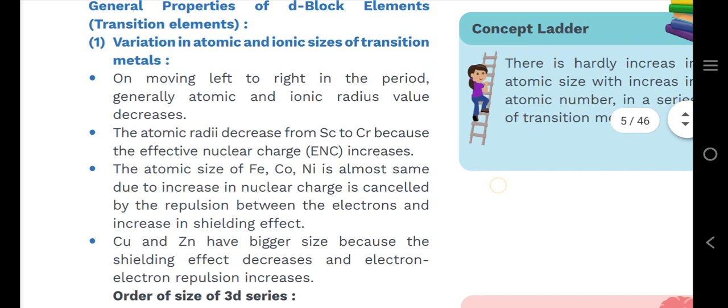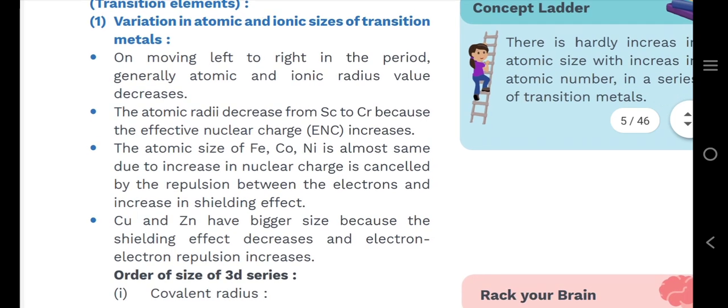General properties of d block elements or transition elements. Number 1. Variation in atomic and ionic sizes of transition metals. On moving left to right in a period, generally the atomic or ionic radius value decreases. The atomic radii decrease from Sc to Cr because the effective nuclear charge increases.